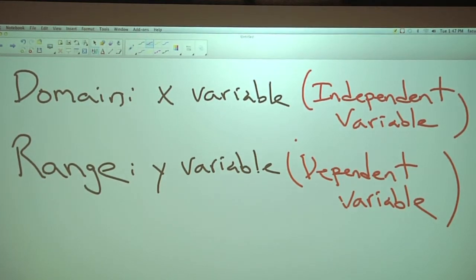So again, like in the one I had up earlier, y equals 2x plus 3. The x was the independent variable. As soon as I plug in a number for x, we know what y has to be, right? So the value of y was dependent upon the x number. Okay? Right?